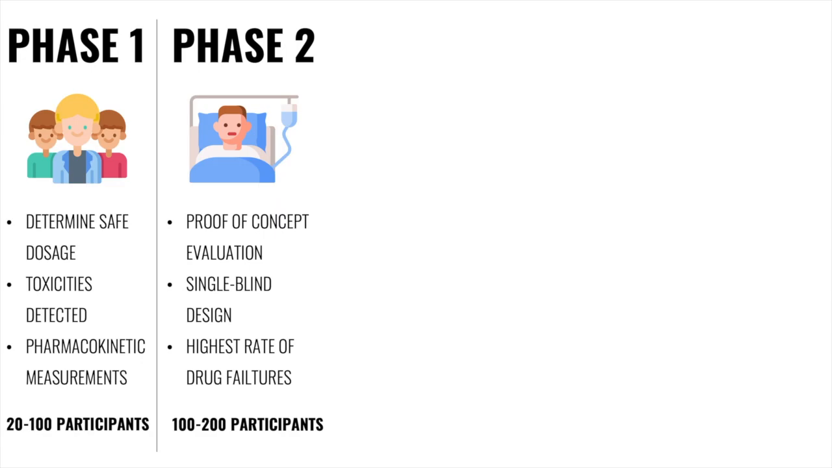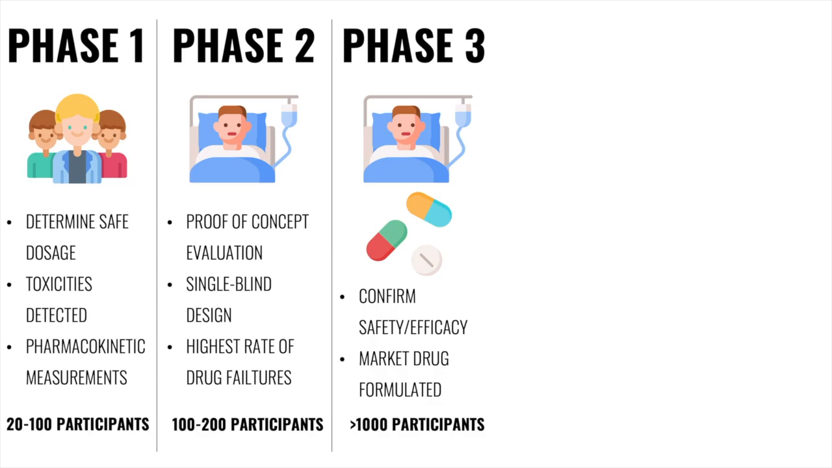After this phase has passed, we move on to phase 2. We test 100 to 200 patients with the target disease to see if there is proof of concept. A single blind design is done, and a broader range of toxicities will be detected. This phase has the highest rate of drug failures. Only about 25% pass to phase 3.